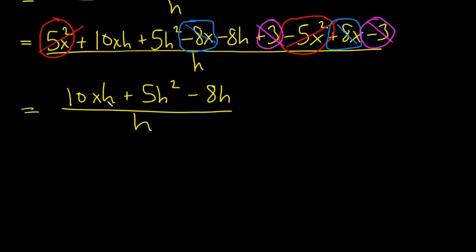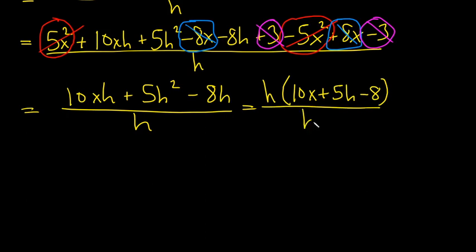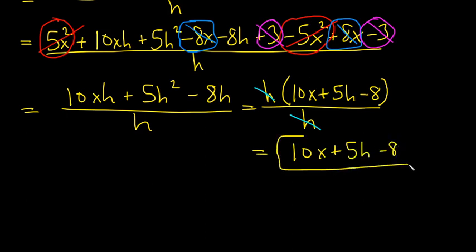Okay, so there's two things we can do at this point. Notice that in the numerator, every term has an h in it. So I would factor out the h in the numerator, leaving you with 10x plus 5h minus 8, all times h, and then divided by h. And by doing that, now notice that h divided by h is just 1. And so we're left with 10x plus 5h minus 8. And that's as simple as it gets.